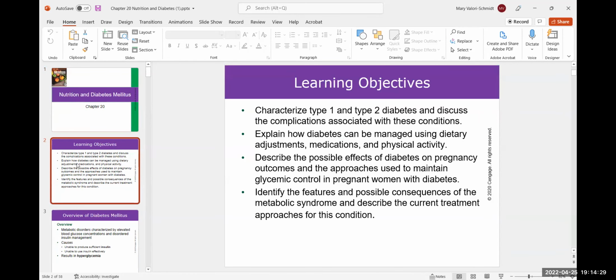So what are the learning objectives? We're going to talk about the 2 different types of diabetes, type 1 and type 2. Type 1 used to be called juvenile diabetes. And we're going to explain how diabetes can be managed with dietary adjustments and medications and so on and so forth.